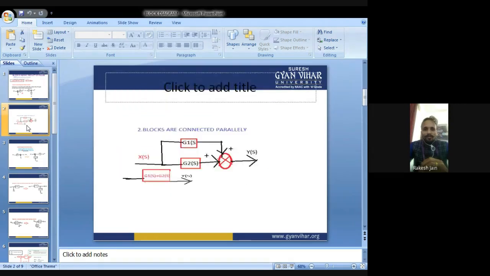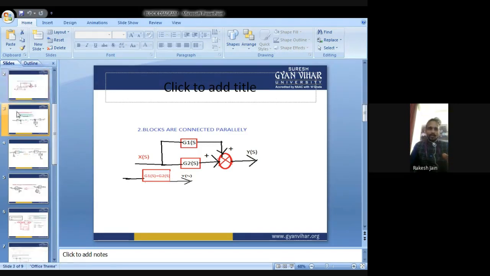Now if blocks are connected in series, then what I told you in the first rule, the blocks will be multiplied by each other. Now if the blocks are connected in parallel, then they will be added to each other. See here G1(s) and G2(s) are the gains of two blocks. Both are connected in parallel and both of them come in a summing junction with positive sign. So G1(s) plus G2(s), they will be added to each other.